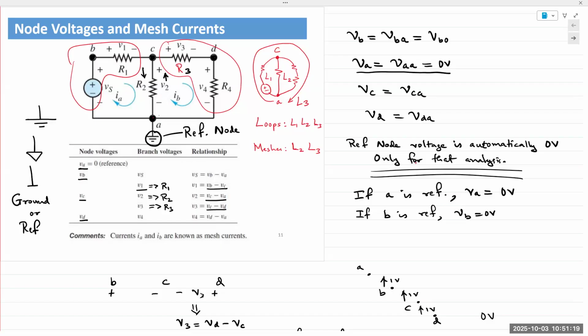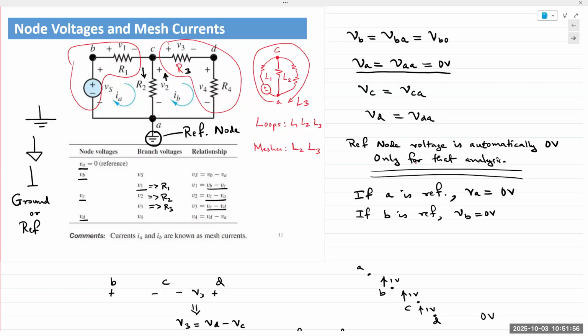Anyway, for node voltage analysis, we need to identify all the nodes in the circuit. For mesh current analysis, we need to identify all the meshes in the circuit. Identifying meshes is rather straightforward, because we visually observe the circuit and it automatically clicks in our brains: that's a loop. Nodes, we have to train our brains a little bit. Does that make sense? So we need to get better at identifying the nodes in the circuit.